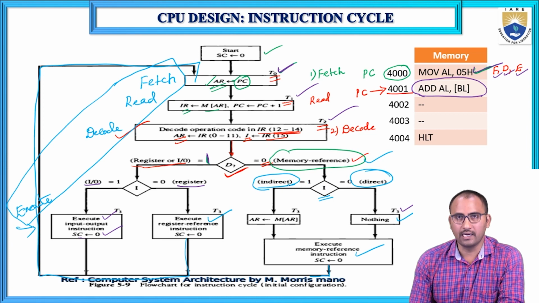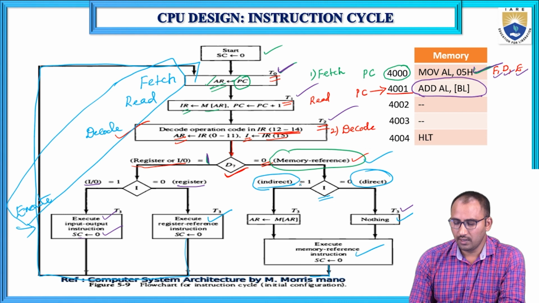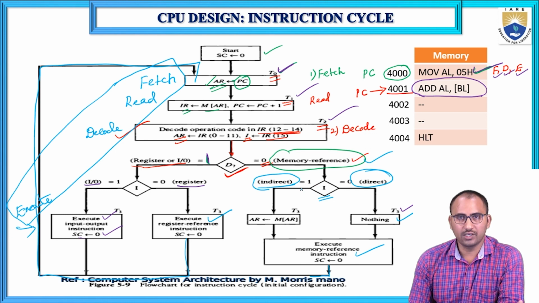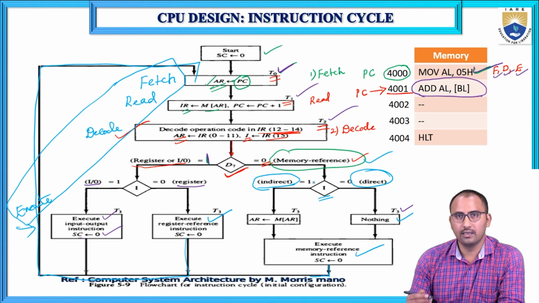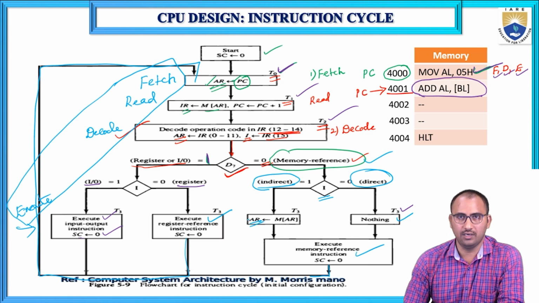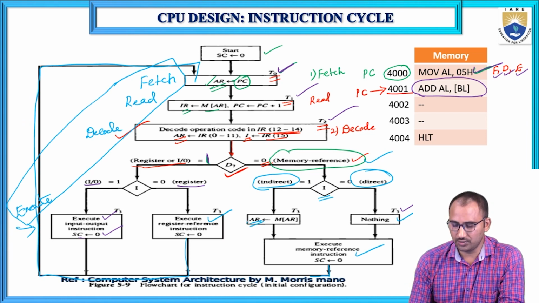So when I is equal to 1, it is an indirect. That means whenever the instruction is having an indirect address, then we need to read the effective address from the memory. Then that effective address we have to place in the address register. Okay, so this is the operation.